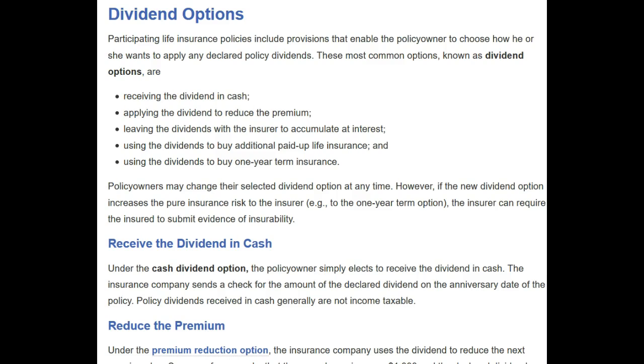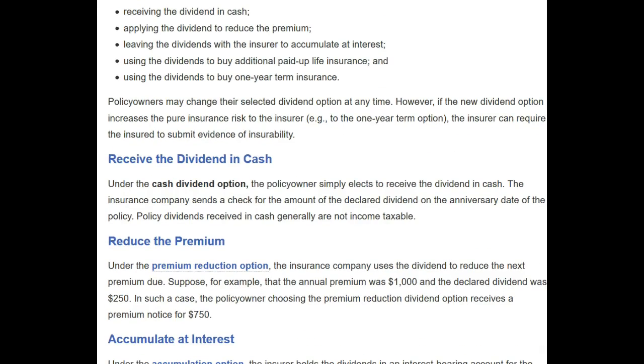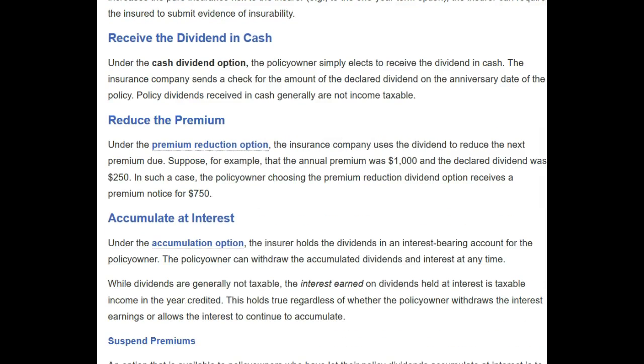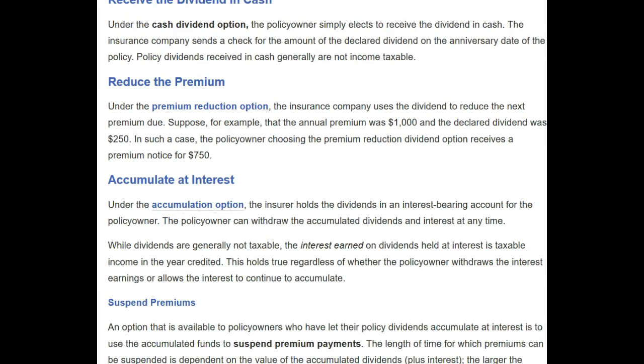Regarding receiving the dividend in cash, under the cash dividend option, the policy owner simply elects to receive the dividend in cash. The insurance company sends a check for the amount of the declared dividend on the anniversary date of the policy. Policy dividends received in cash are generally not income taxable.